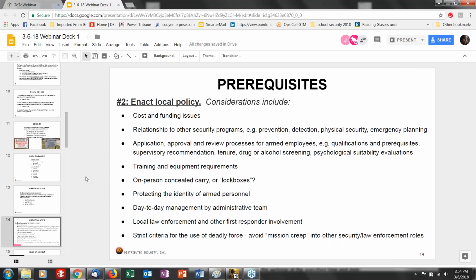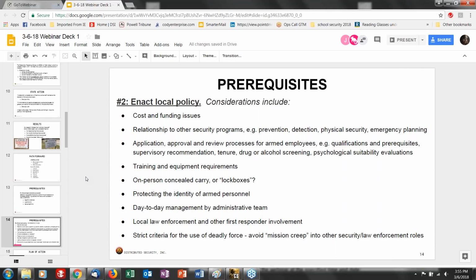You'll have to ensure that you are confident in day-to-day management of your program by your administrative team. You certainly have all the infrastructure in place to enable you to do that, but this is a considerable departure from administrative responsibilities in most schools. You must address close engagement and involvement with local law enforcement and other first responders throughout the process. And you have to establish very strict criteria for the use of deadly force. And as it says here, avoiding mission creep into other security and law enforcement roles.